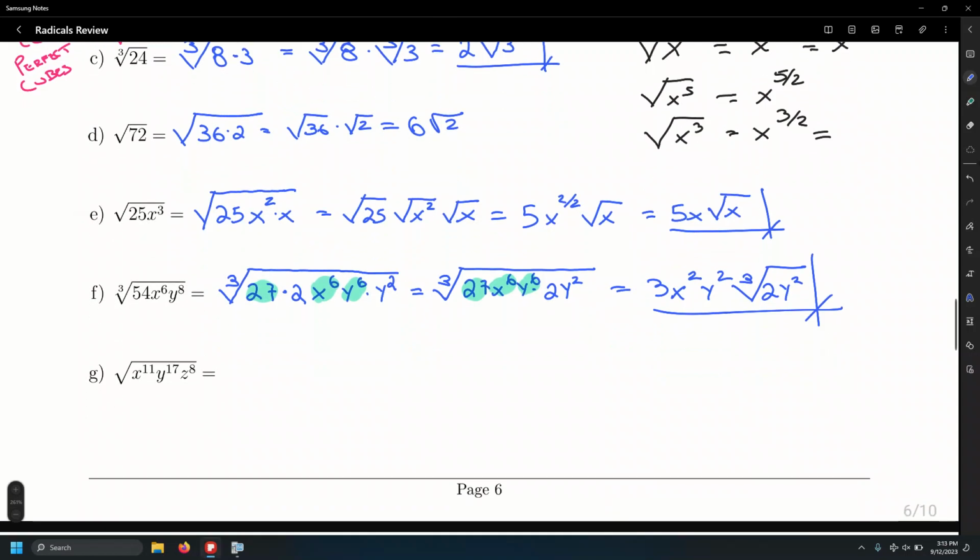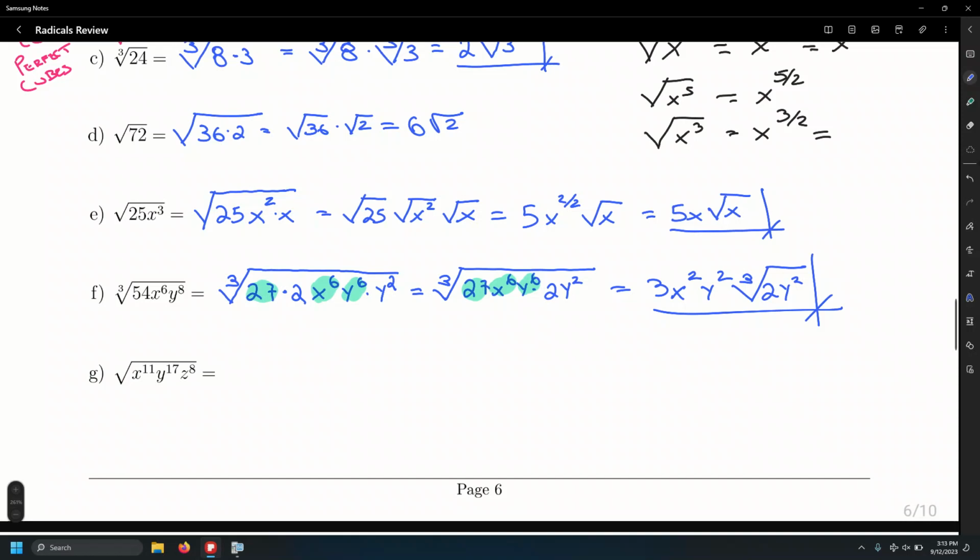The square root of x to the 11, y to the 17, x and z to the 8. Now the question here is, we need to make sure that the exponents are evenly divisible by the number implied in the index, and in this case, well, there's nothing here that means 2. Is 11 divisible by 2? So we need to break up this x to the 11 as a product of something whose power is divisible and something that is not.